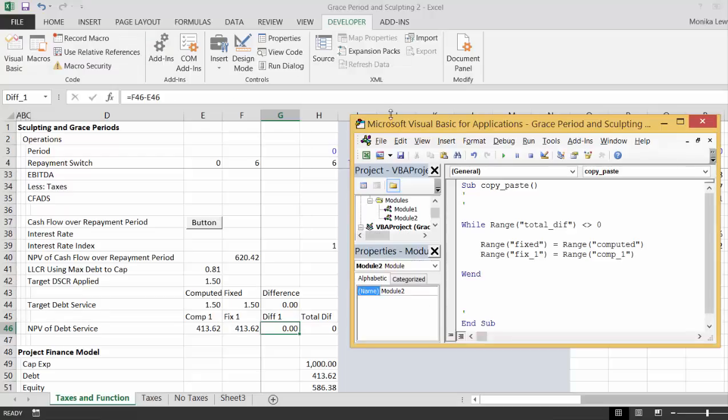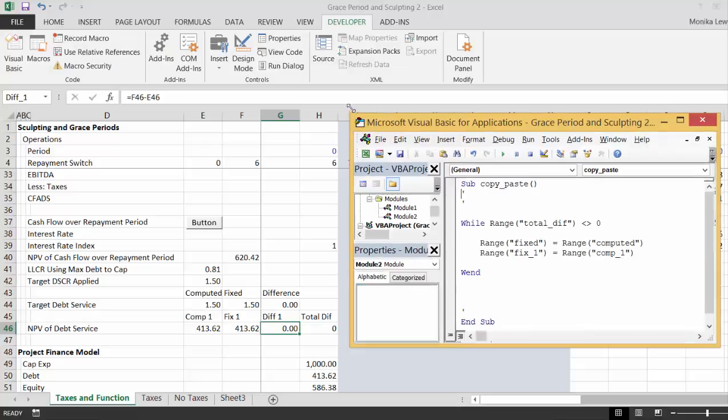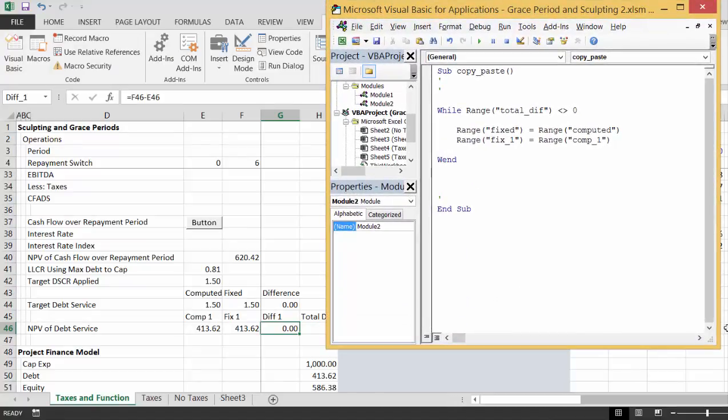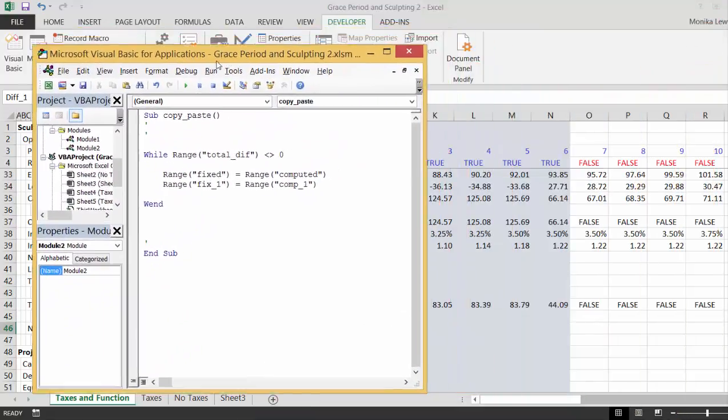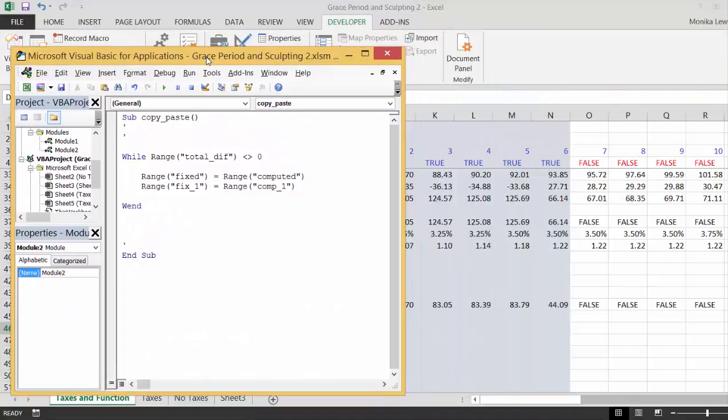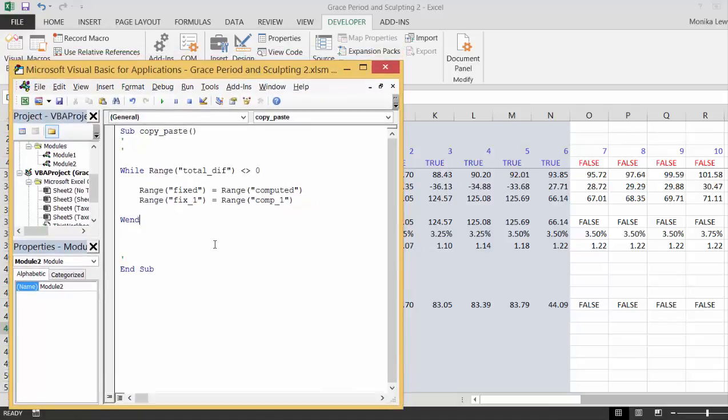Why is it so small? I don't want it so small. I should put it down here so we can see it. Perhaps I can make it larger. I think, yeah, okay. So that's our sub. Now what we do is put Function Sculpt.